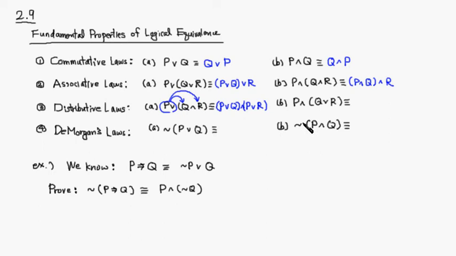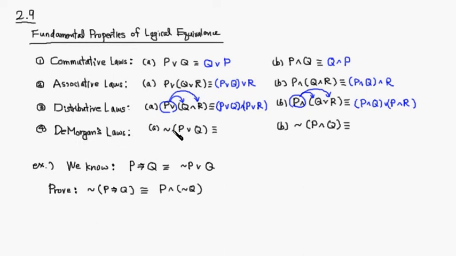And the same way with P and, then parentheses Q or R, we can just distribute this P and to each statement. So we're going to do P and Q, and P and R. Then we take the or between those two results. This is called the distributive law. The last one is called De Morgan's law.